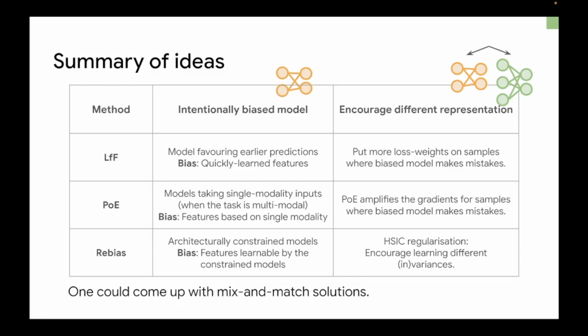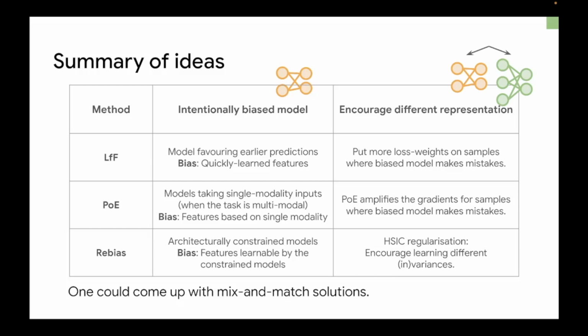And for encouraging different representations, we looked into 3 different options. The first one was to put different loss weights on samples where the bias model makes mistakes. For these samples, the original model will put more weight, and therefore these generally correspond to unbiased samples, and the model will also be less biased. For product of experts, we looked into the gradient, and it turns out that product of experts is amplifying the gradients for samples where the bias model makes mistakes again. So that's another version of putting more weight on the samples that the bias model finds hard to predict.